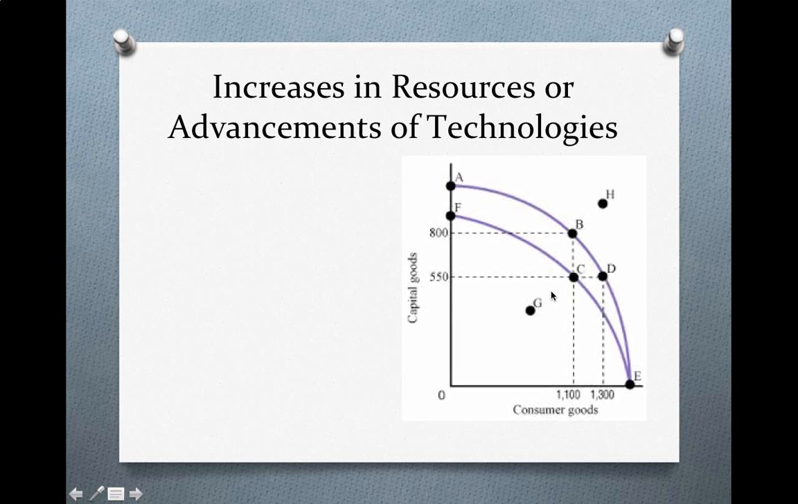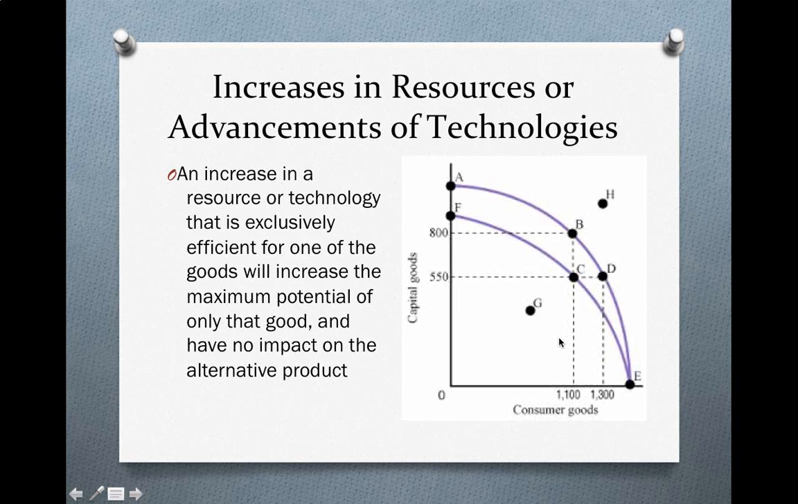This is showing what would happen if we had an increase in resources and technology just in one sector. Once again, we're looking at capital goods and consumer goods. Capital goods, don't forget, are your tools and your machines and different things that we use to produce other products. Consumer goods are those things made using these that we actually purchase for our own consumption. And so we could have an increase in technology or resources in the capital goods market without that having any effect on the consumer goods.